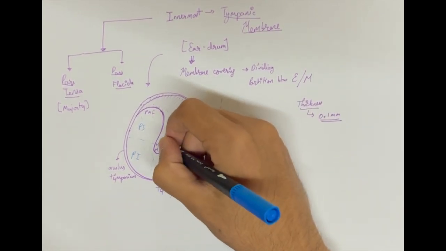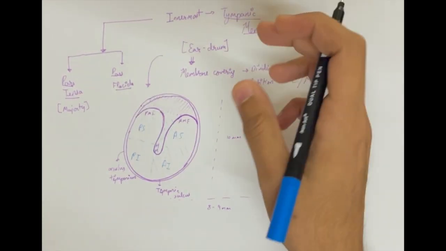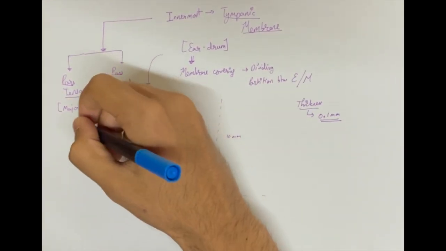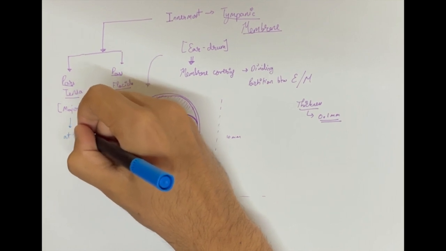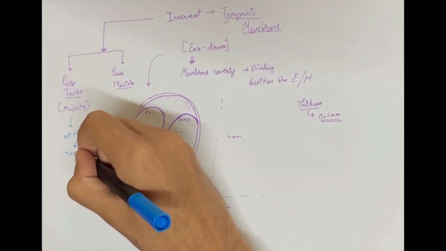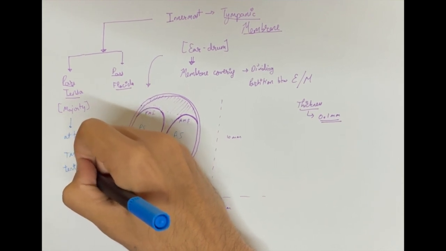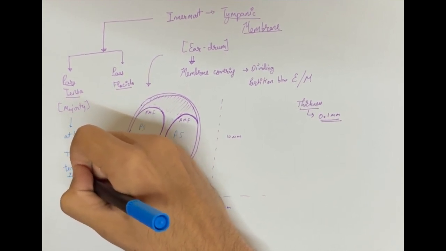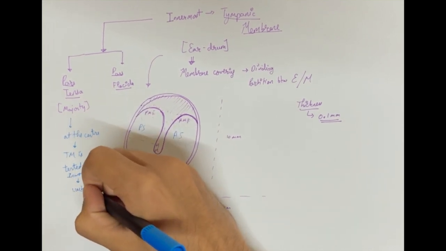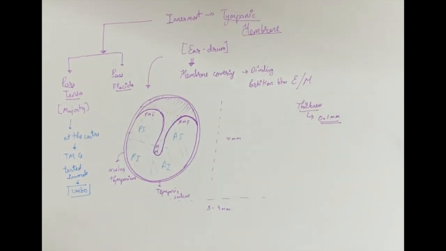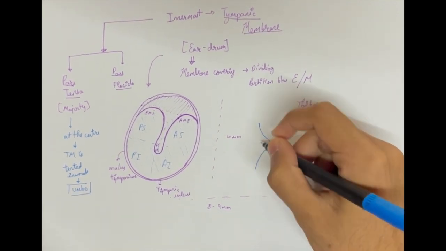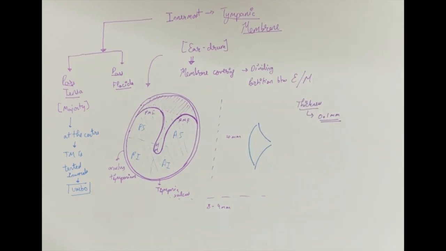At the center, the tympanic membrane is tented inwards, and this point is known as the umbo. So the tympanic membrane would look something like this.